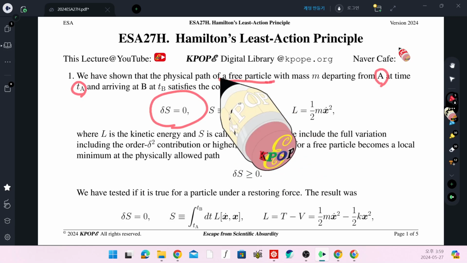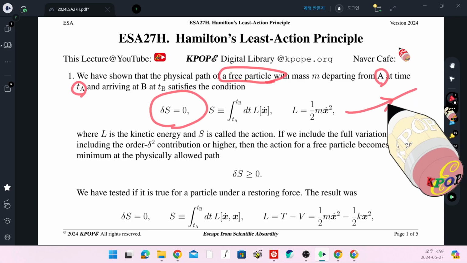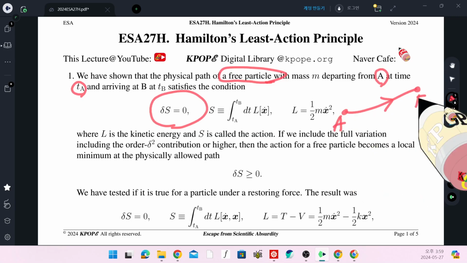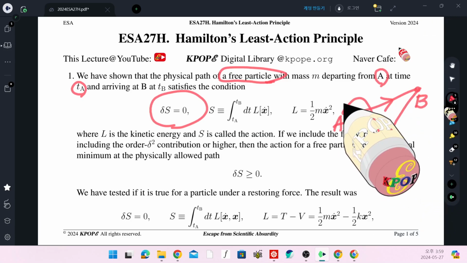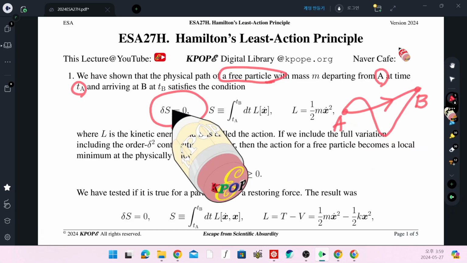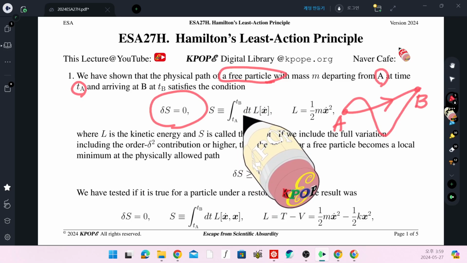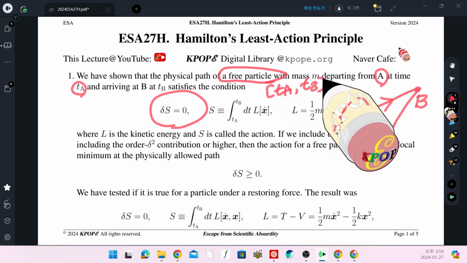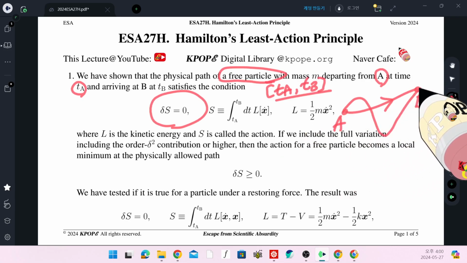really minimized for a free particle on the path that is physical. So if we deviate the path, keeping the two end points A and B the same, and deviate the path arbitrarily, its action evaluated between the two instances, the time integral over the whole period, is greater than the value evaluated along the physical path.